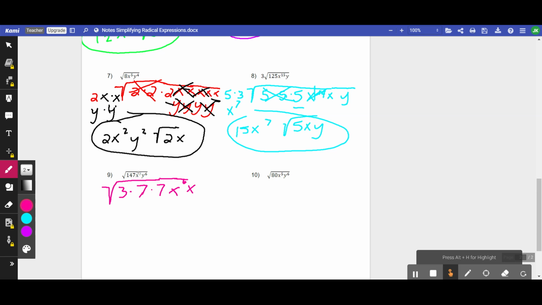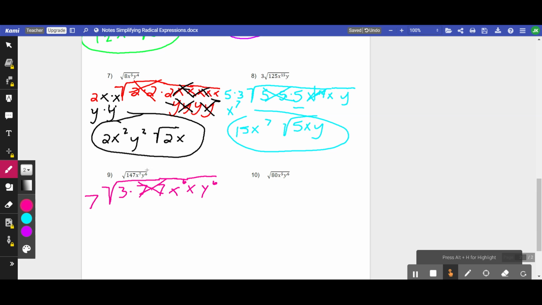So that'd be x to the 7th together. We're just writing out like this. And then the y to the 6th, you can divide the exponent by 2, so that can stay for now. You don't have to rewrite it at all. And then remember, for every pair of numbers, you can bring 1 out. So these 7s, you can take 1 out here.